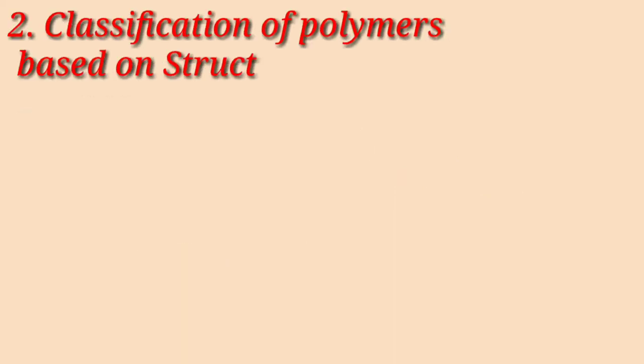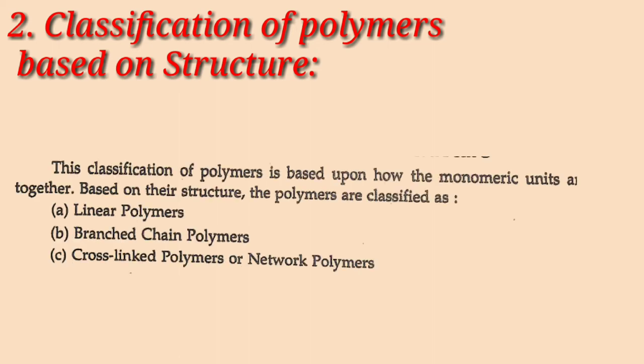Second classification is classification of polymer based on structure. This classification of polymers is based upon how the monomeric units are linked together. Based on their structure, the polymers are classified as linear polymers, branched chain polymers, cross-linked polymers, or network polymers.